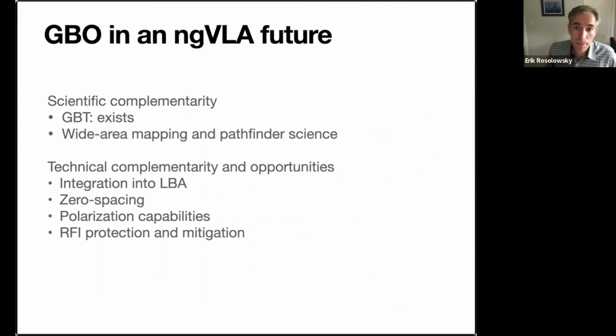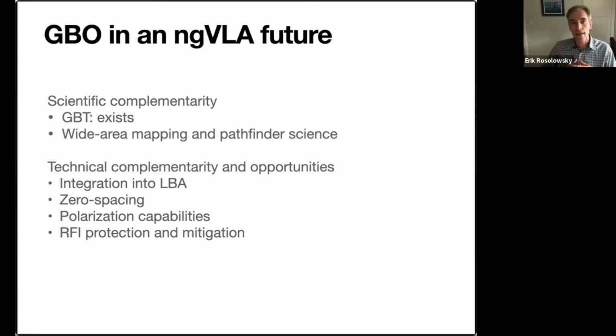And I wanted to comment a bit on the GBO sitting inside an ngVLA future. I see two complements: scientific complementarity and technical complementarity, and opportunities for GBO and the data that have come from and are going to come from the facility. I think the first key thing to recognize is that the GBT exists and the ngVLA is still at least a decade plus in the future.